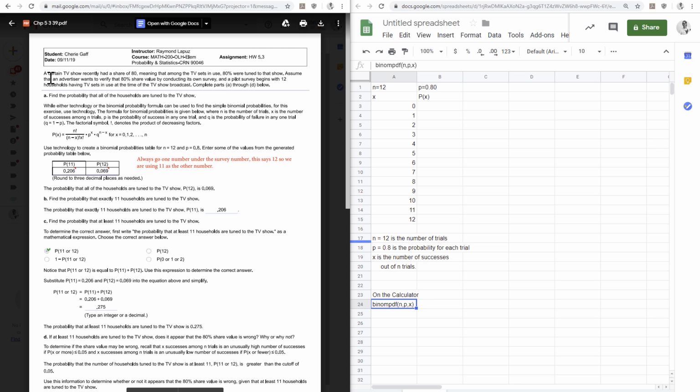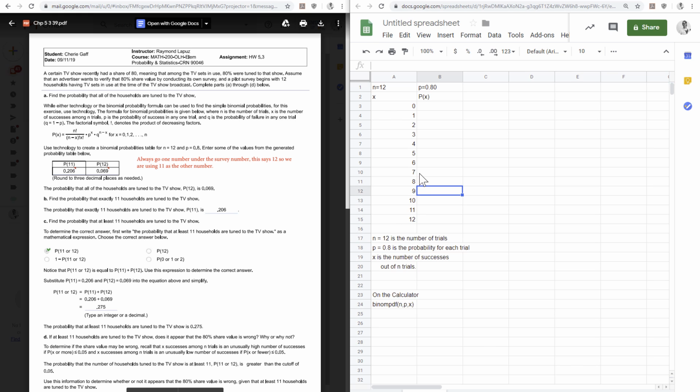Let's look at this problem. A certain TV show recently had a share of 80, meaning that among the TV sets in use, 80% were tuned into the show. Assume that an advertiser wants to verify the 80% share values by conducting its own survey. And the pilot survey begins with 12 households having TV sets in use at the same time of the TV show broadcast. So they want us to answer the first question: find the probability that all of the households are tuned in to the TV show.